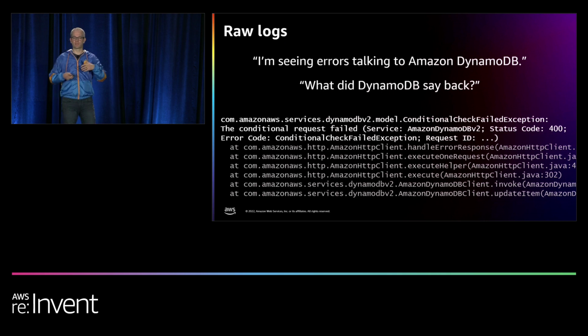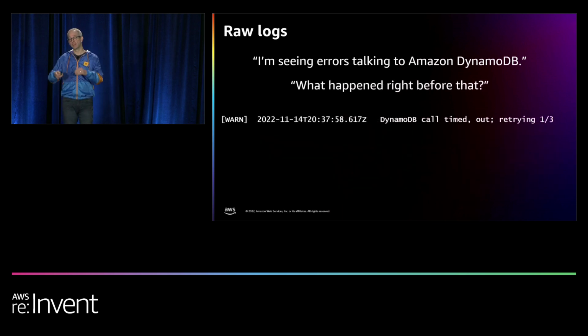Or, if the REST request did get to DynamoDB, what did it say back? Maybe it said, oh, you already executed that transaction. You're like, well, I didn't think I executed that transaction. Okay, well, let's go right before that, and we can see that your call a second ago timed out, so the SDK retried, and that's why it looked like a duplicate. So anyway, you can paint the story by actually looking at the raw logs, even in this case, the unstructured logs.